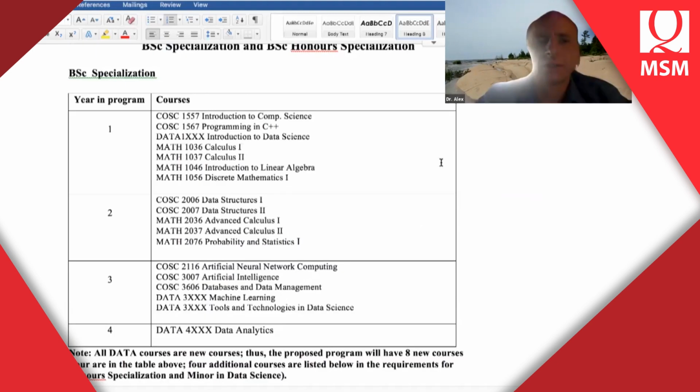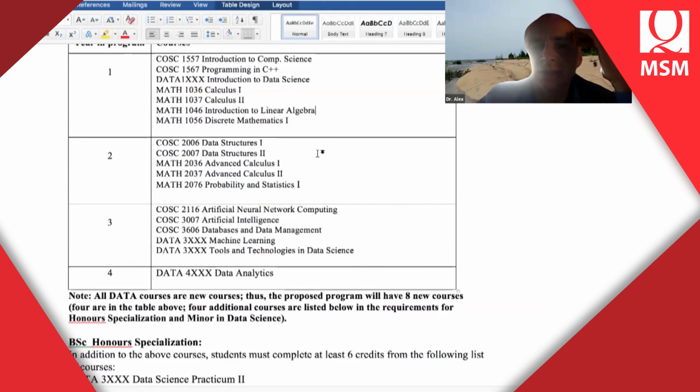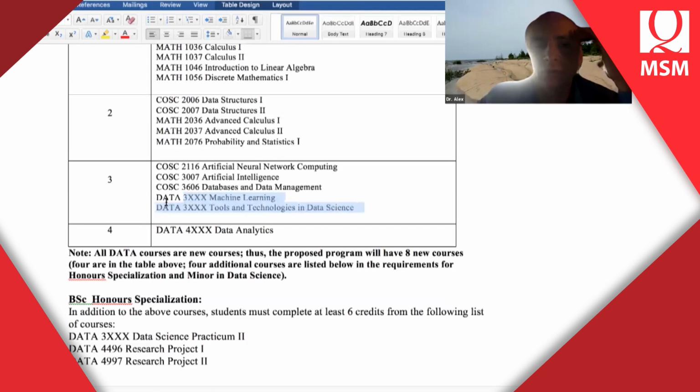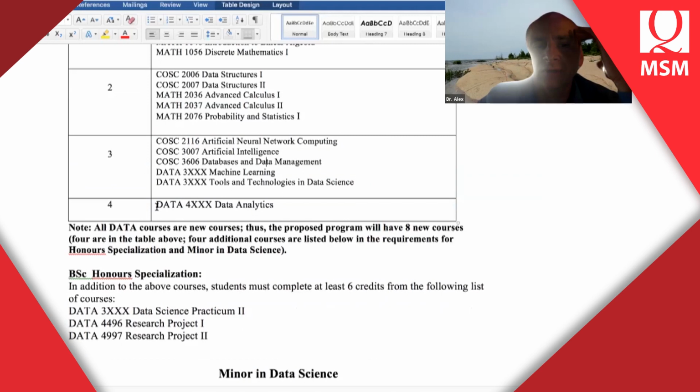So here you can see the courses required in the program by year, and as was mentioned, in the first year we have a few computer science and math courses, and one which is specific to data science, introduction to data science. Second year again has more advanced computer science and math courses, and in the third year, along with the computer science, we have more courses specific to data science. And finally, the fourth year has the data analytics course.